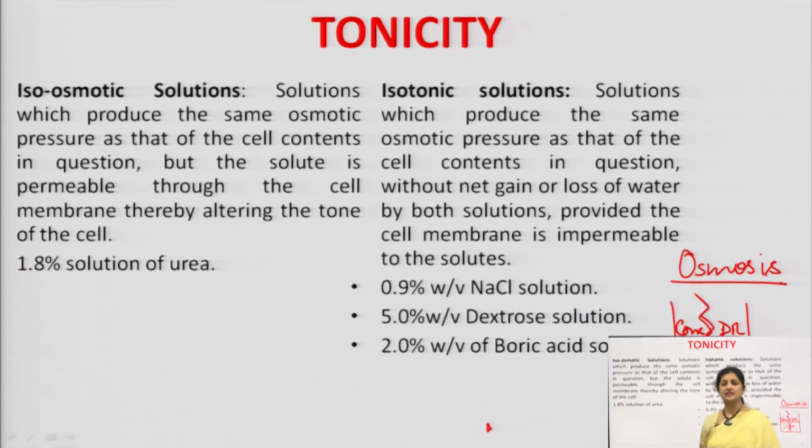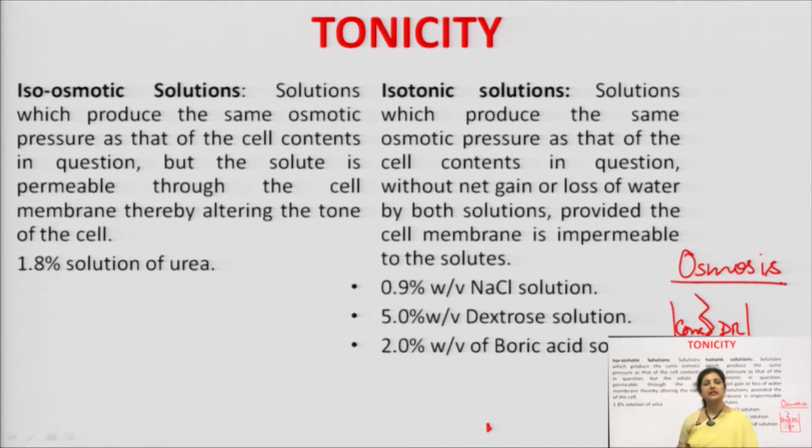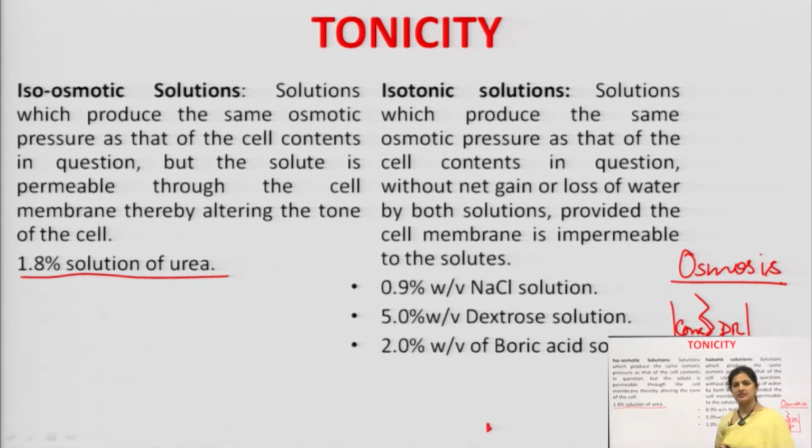Now let us study the concept of isoosmotic solutions. These are the solutions which produce the same osmotic pressure as that of the cell content in question, but the solute is permeable through the cell membrane, thereby altering the tone of the cell. For example, a 1.8% solution of urea.